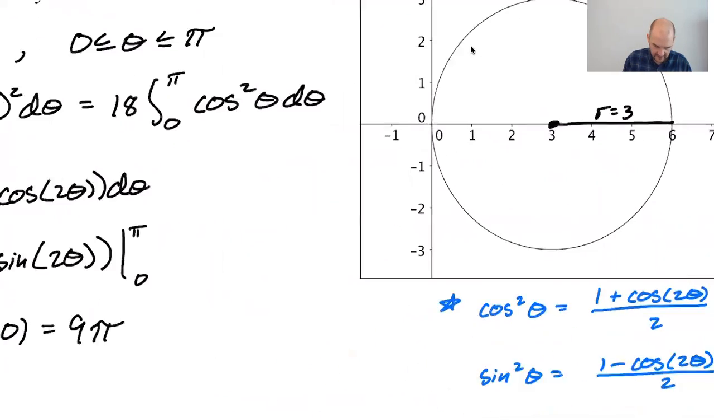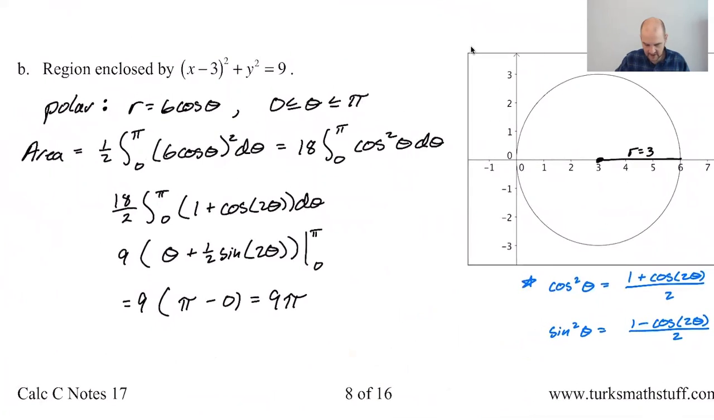It's just a question of how you're going to get it. So I decided to go all the way from 0 to pi. You could have gone from 0 to pi over 2 and doubled it. You could have gone from pi over 2 to pi and doubled it. You can't go from 0 to pi over 4 and multiply by 4.